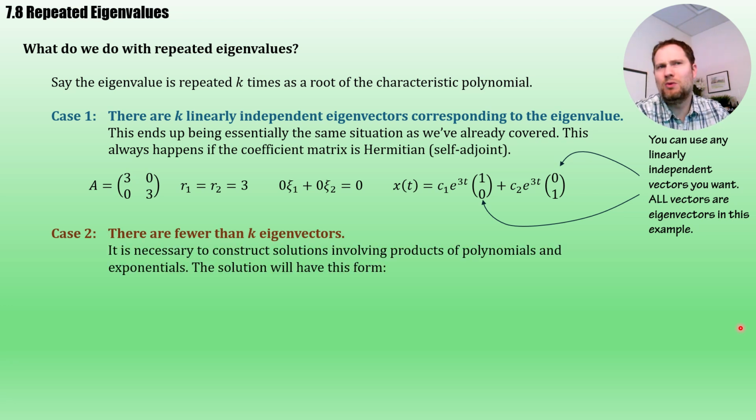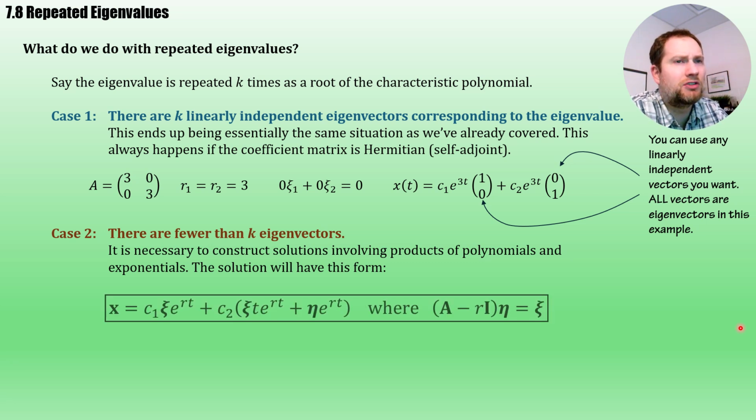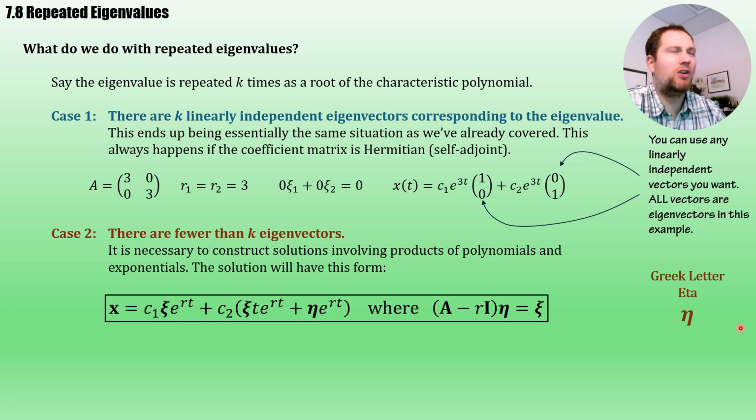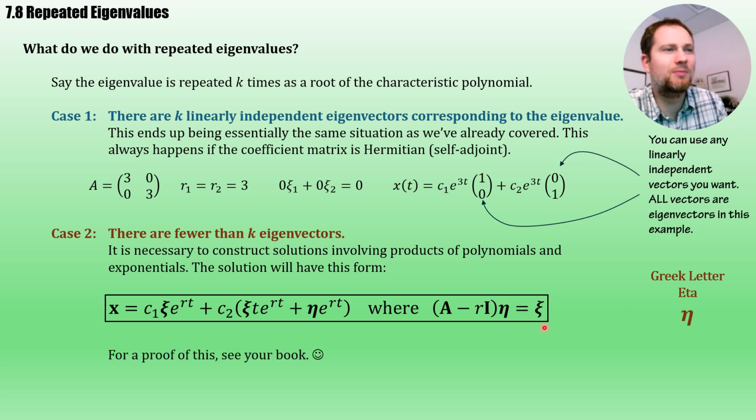Case 2, though, is the one maybe we're more concerned with. And that is, what happens if such a nice thing that we just talked about doesn't happen? If that's true, then we're going to need to use something called a generalized eigenvector. You're going to trust me on this, okay? For a proof of this, you can see your book, just because I always debate how deeply to go into all the linear algebra.